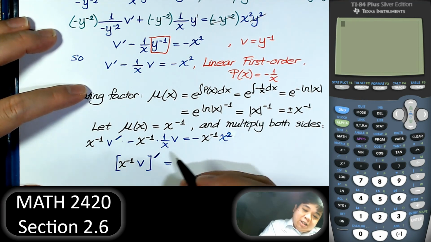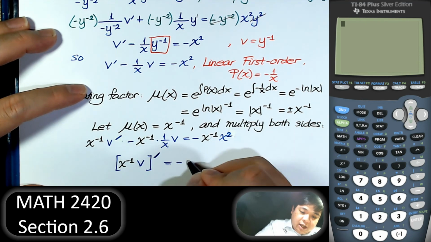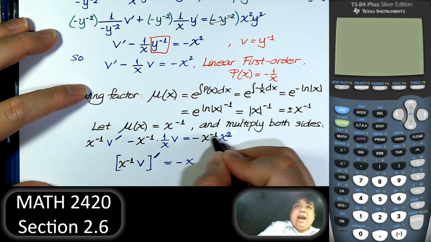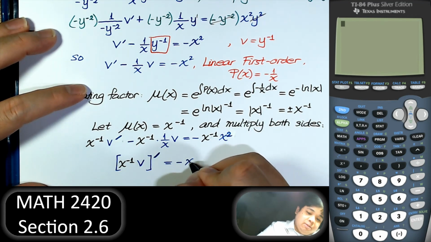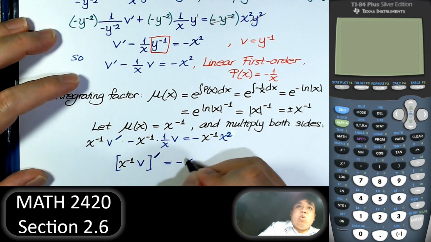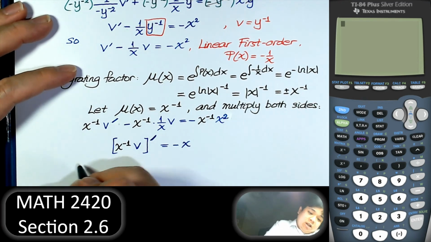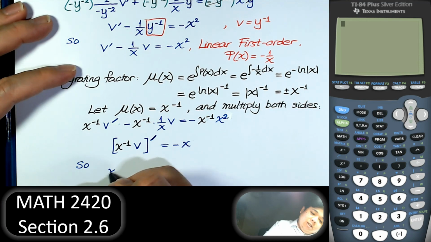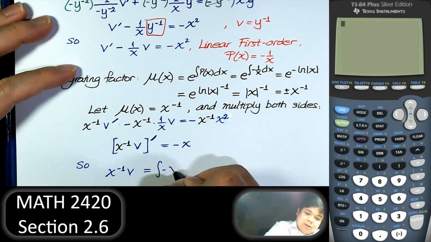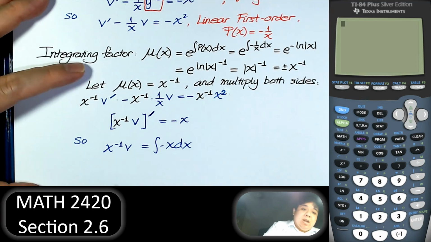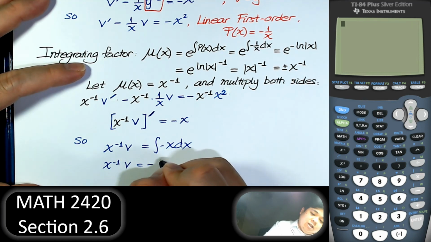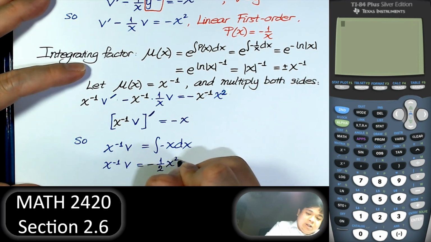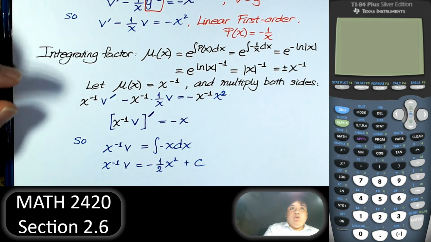Right hand side, that's negative x to negative 1 and x squared, at the power negative 1 plus 2, which is just x. Yeah, negative 1 plus 2 is 1, so just x. And integrate both sides. So we have x to negative 1 v equals the integral of this, negative 1/2 x squared plus c, and multiply both sides by that.